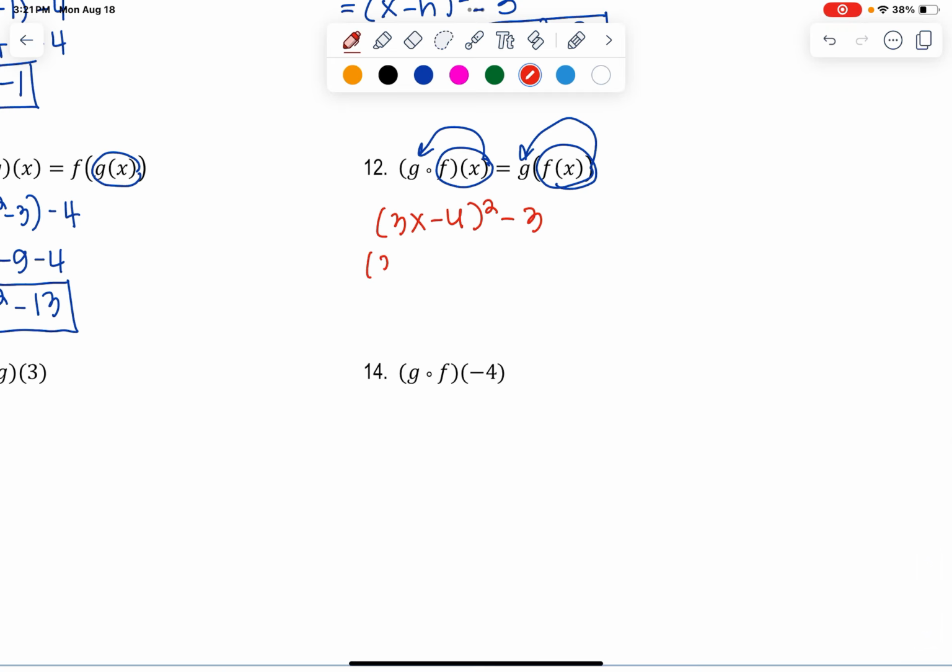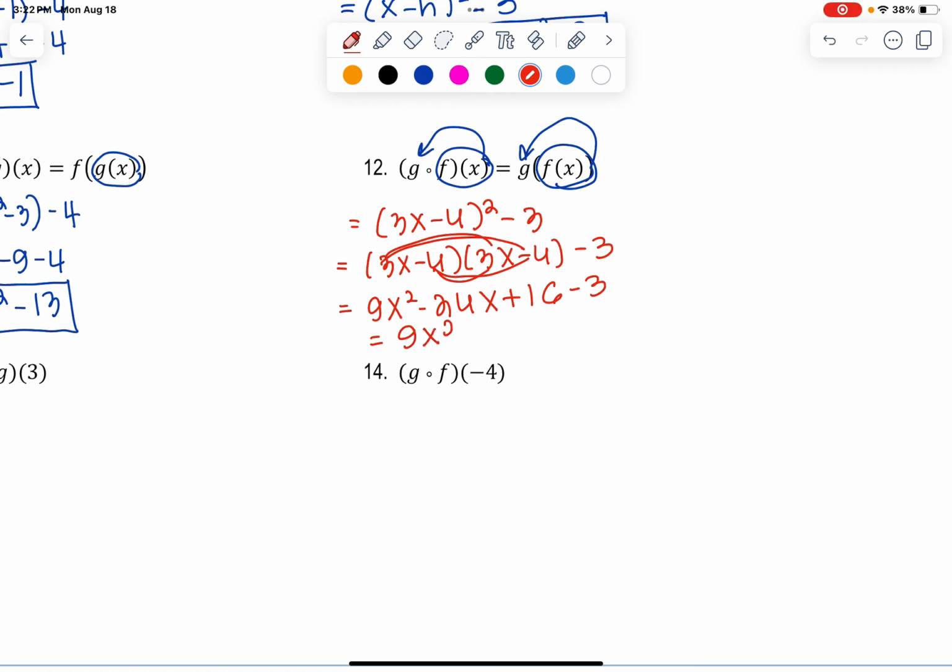All right, 3x minus 4 squared is 3x minus 4 times 3x minus 4. So we're going to multiply that out. 3x times 3x is 9x squared. 3x times negative 4 is negative 12x. So is that. So that's negative 24x. And then negative 4 times negative 4 is positive 16 minus 3. Combining like terms, we have 9x squared minus 24x plus 13. And there is your final answer.